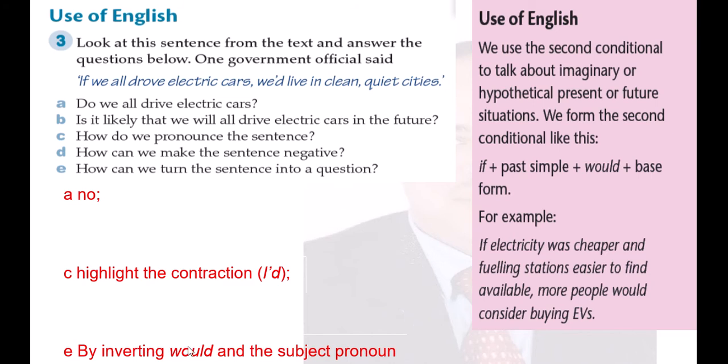How can we make the sentence negative? By inverting would and the subject pronoun. Here, if we want to change drove into negative, didn't drive. And here, we wouldn't live. How can we turn the sentence into a question? By inverting would. This means you change we would to would we.